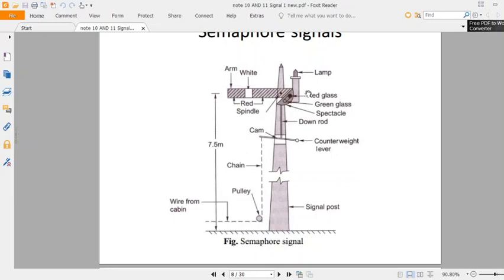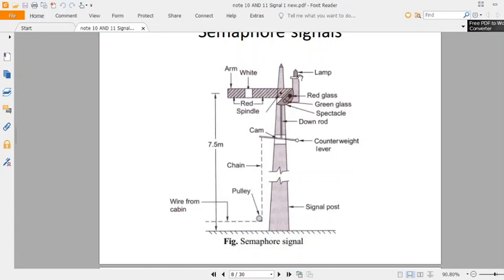The complete mechanical assembly of the signal consists of a spectacle arm, a pivot, a counterweight, spring stop, etc., and is housed on top of a tubular post. In order for the signal to also be visible at night, a kerosene oil or electric lamp is operated through a twilight switch fixed to the post.